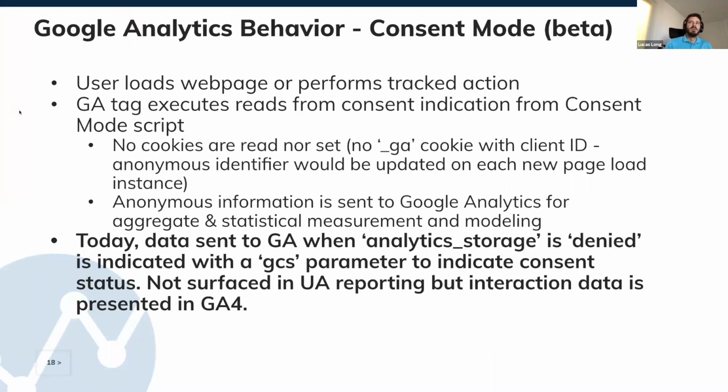Now, with consent mode, even in this case if both ad storage as well as analytics storage are denied, the user loads that web page, and the GA tag executes and reads the consent indication from the consent mode script. No cookies are read nor set. Anonymous information is sent to Google Analytics for aggregate and statistical measurement and modeling. How this works, if you're looking at the actual hits that are sent, is that when those are denied, it's indicated within a new parameter that is passed within the Google hits, which indicates the consent status. Again, any hits collected with a GCS parameter are not surfaced in the Universal Analytics reporting, but interaction data is presented within GA4.